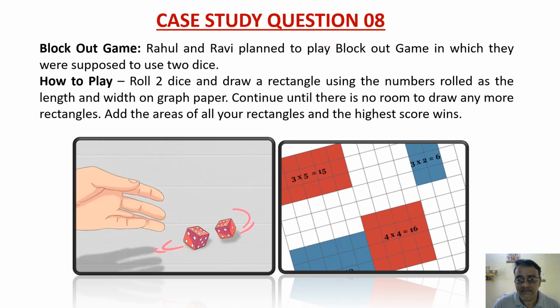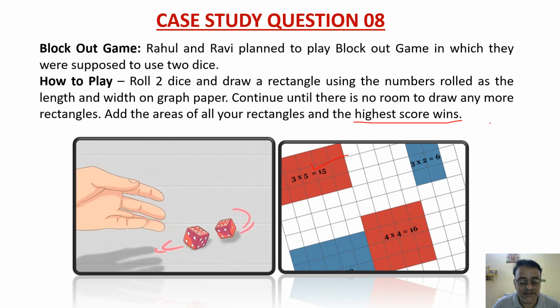Suppose in the first die we get 3 and in the second die we get 5. So we have to draw a 3 by 5 rectangle here, and continue until there is no room to draw any more rectangles. Add the areas of all your rectangles and the highest score wins. This is a game, okay, we call it the blockout game.